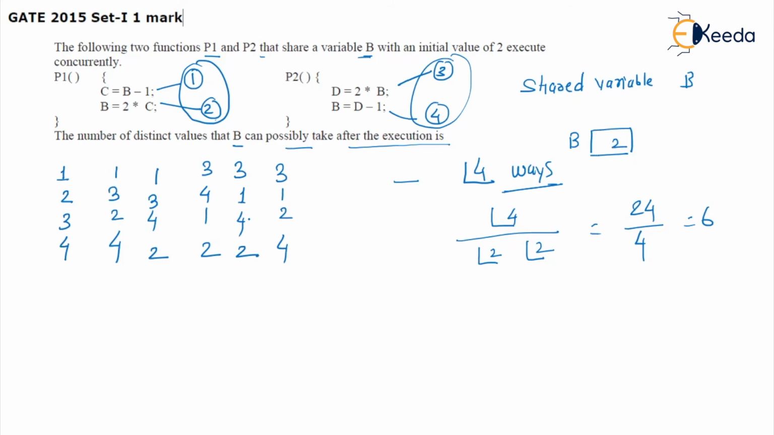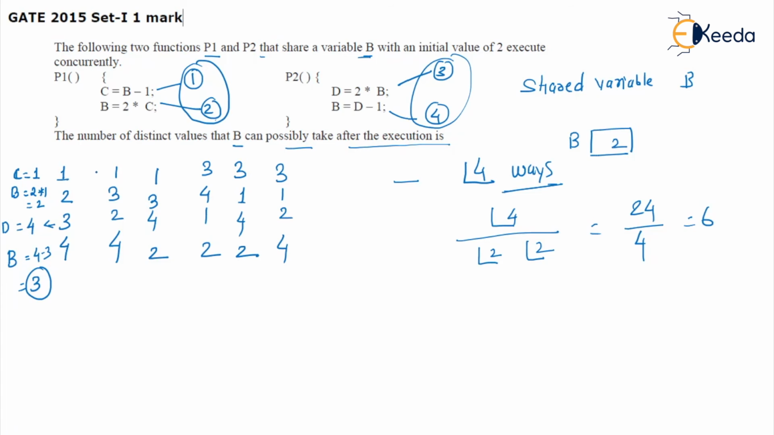Now for 1, 2, 3, 4, what will be the final value of B? Let me write the values. C is equal to 1. Then B will become 2 multiplied by 1, so B will become 2. Then D is equal to 2 into 2, which is 4, and B will become D minus 1, that is 4 minus 1, equal to 3. So this is the first value.